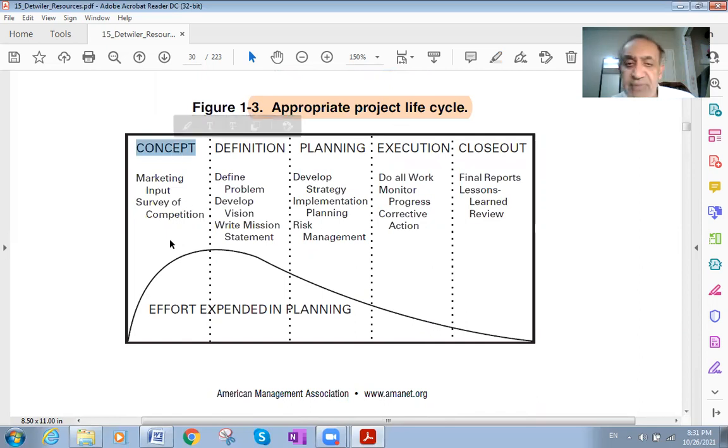Okay, the concept itself, the concept or the idea of the project. Marketing input, survey, competition. Here are the efforts expended in planning. So in the concept stage, the planning is very high because this is a conceptual stage, because simply you are planning for the initiative or the concept. Then the definition: define the problem, develop visions, write mission statements. So here you will put the objective and the vision and the mission. What is the vision? It sums up why the project exists in two words. Then develop strategy, implementation plan, risk management, and we will talk about the risk management.